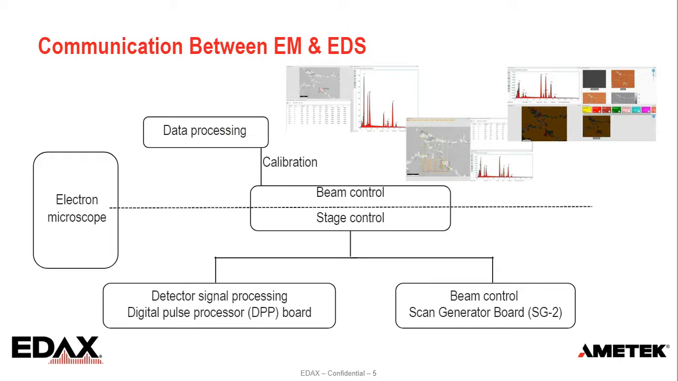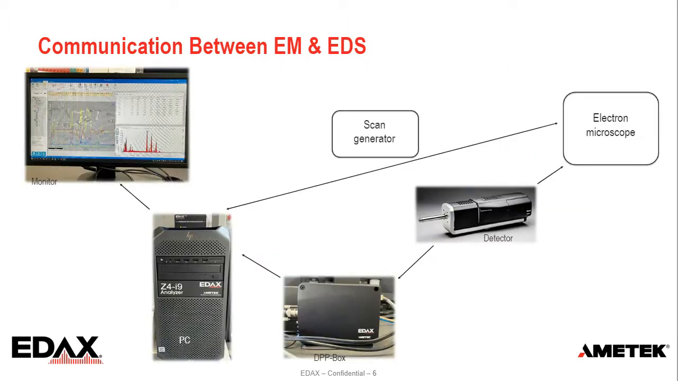This is done by the digital pulse processor and the scan generator. After a calibration of the beam and stage control, the software is ready for use and the data collecting can be realized. The network of the interaction between electron microscope, detector, and PC is shown in this slide. The data are collected with the detector, forwarded to the DPP box, where the processing and analyzing happens, and passed then to the APEX software once they were analyzed and edited.